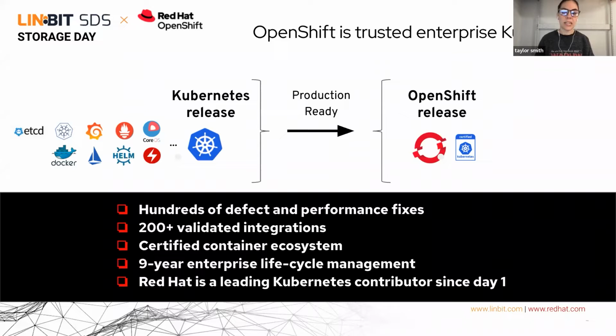When the upstream community declares a release is ready, we typically find hundreds of defects that we then fix in the corresponding downstream releases. And we can do this because we have been contributing to Kubernetes as well as the many other open source projects that OpenShift is based on since day one. And Red Hat is actually the largest enterprise developer of Kubernetes next to the project sponsor, Google.